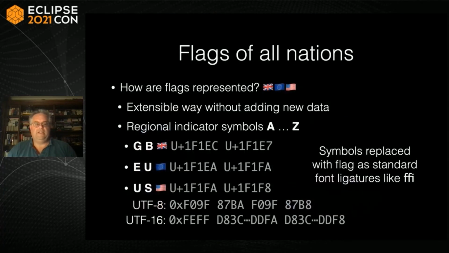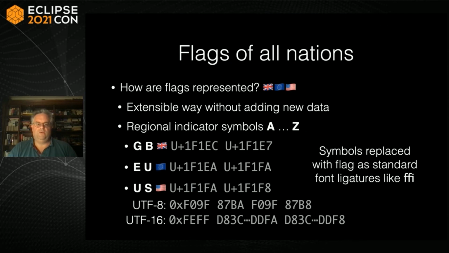So given that this is an international conference, I thought it might be interesting to see how the flags of all nations are encoded inside there. How do you encode flags without necessarily encoding a whole lot of code points inside that might change over time? Well, there are regional indicator symbols between A and Z. And if you put pairs of them together, then they will be translated into the flag using font ligatures that you might have inside your system.